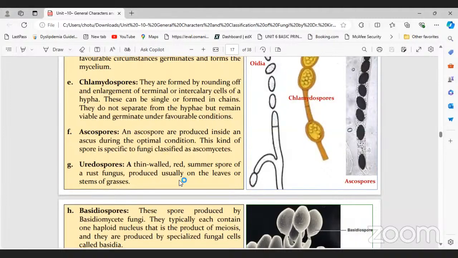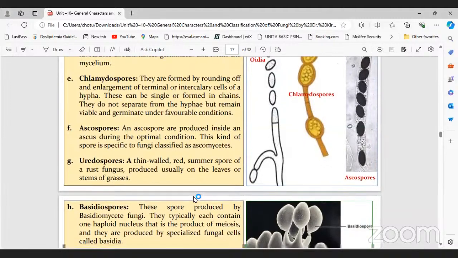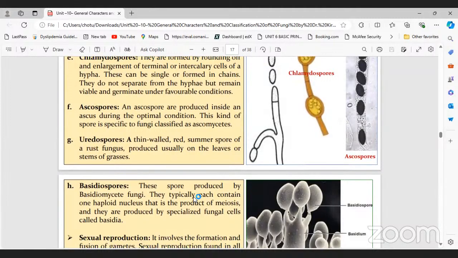And in this one, the conidia, urediospores, have a very thick wall and red color; the summer spores are the uredia. And you can observe the rust disease produced usually on the leaf surface or stem of the grasses.